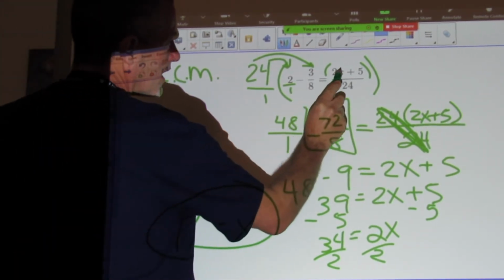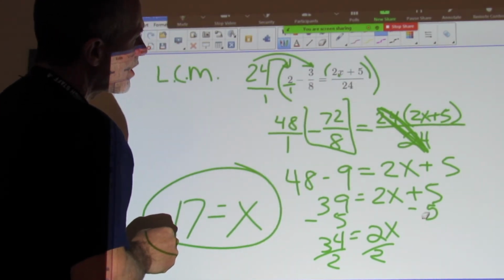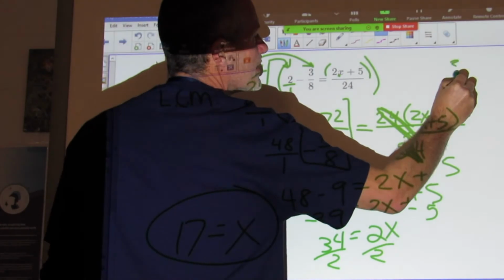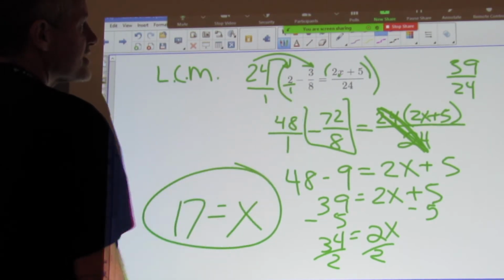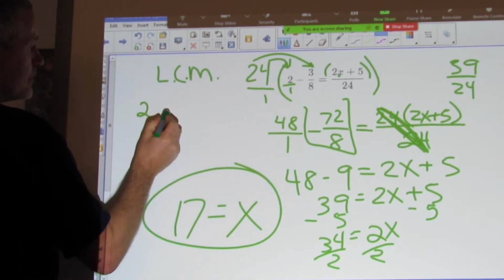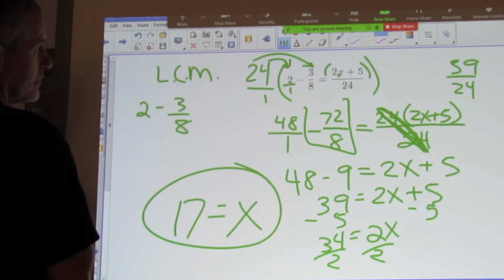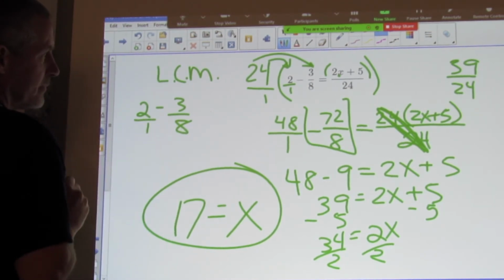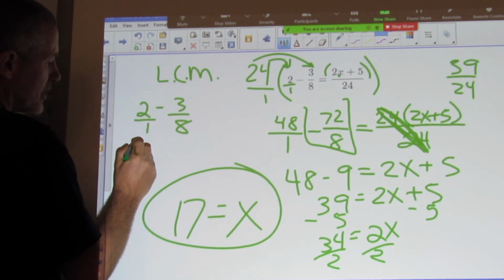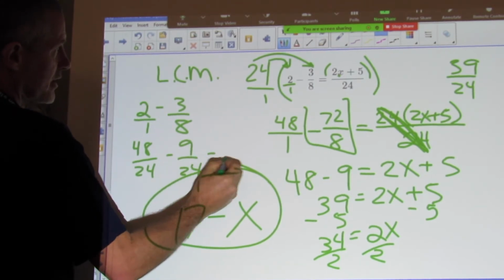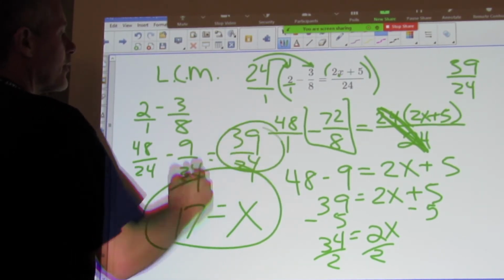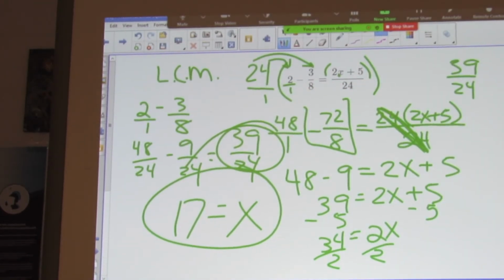I could check that quick again. I'd put that 17 there. I'd get 34 plus 5 is 39 over 24. So does 2 minus 3/8 equal that? Let's make these 24, so that would be 48 over 24 minus 9 over 24 equals 39 over 24. Perfect. It's the same on both sides, it's definitely right. 17 can go into delta, hit click, submit, and get your green check.